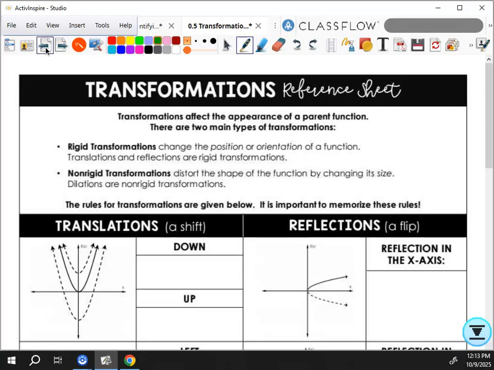Let's talk about our transformations. There's 2 basic kinds, rigid and non-rigid. So the rigid ones just move it around, flip it over. It just changes the position or orientation. The non-rigid ones change the size. It distorts the shape by changing its size. Okay. I don't know how important that vocabulary is. Maybe really not that important for you. But understanding the rest of it, definitely important.